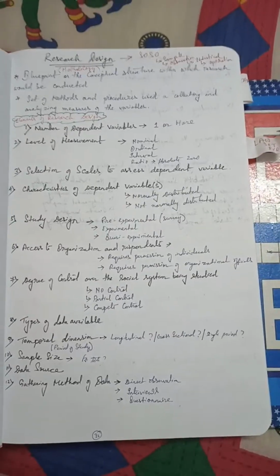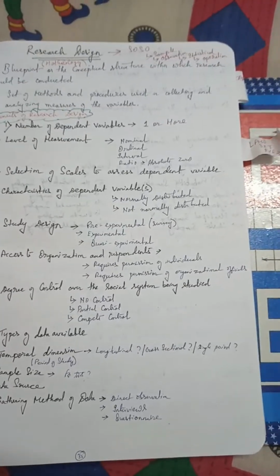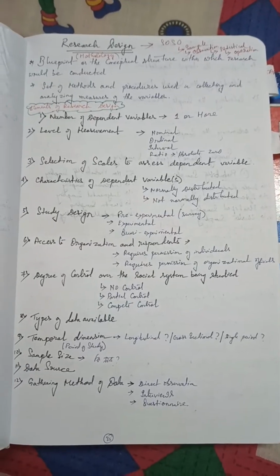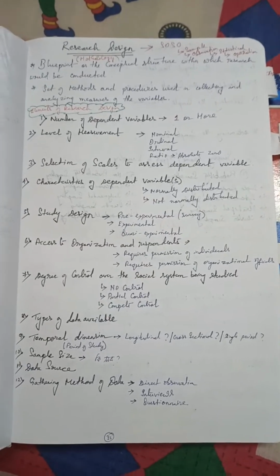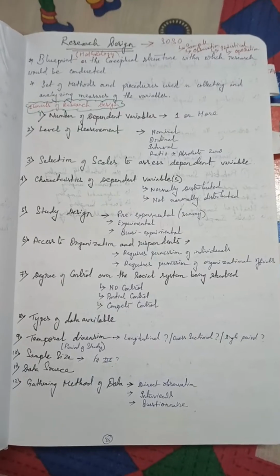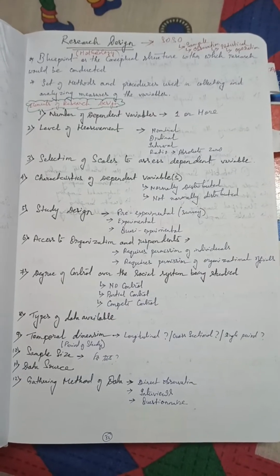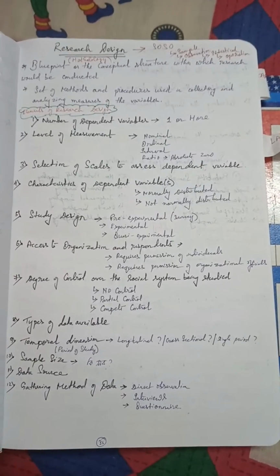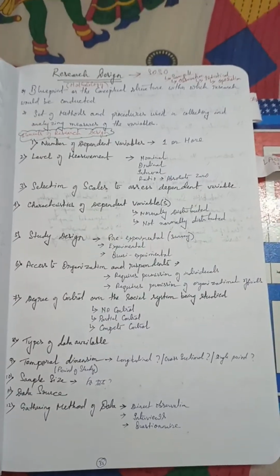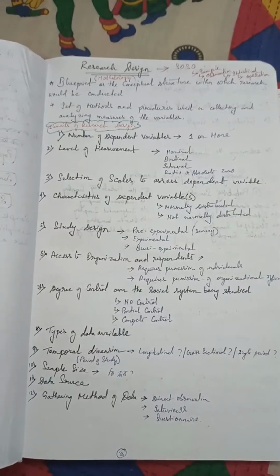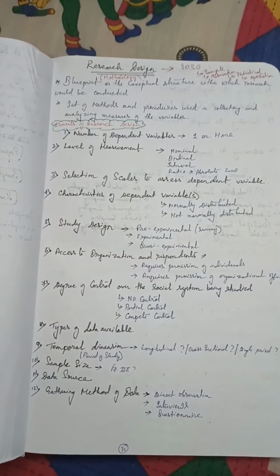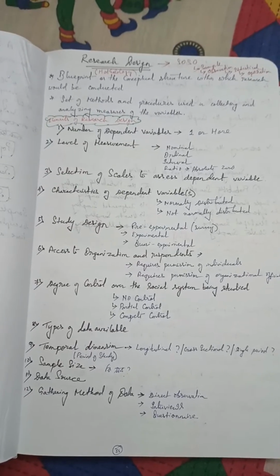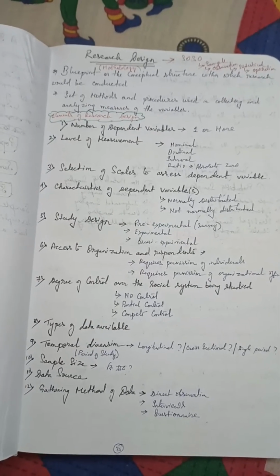So the number of dependent variables, whether it is one or more, and the level of measurement. While conducting research, we must know the level of measurement. Is it nominal? Is it ordinal? Is it interval? Is it ratio? Selection of scale to assess the dependent variable. We must select the scale to assess the dependent variable, right? Otherwise, it won't work. So it is very much important, isn't it?